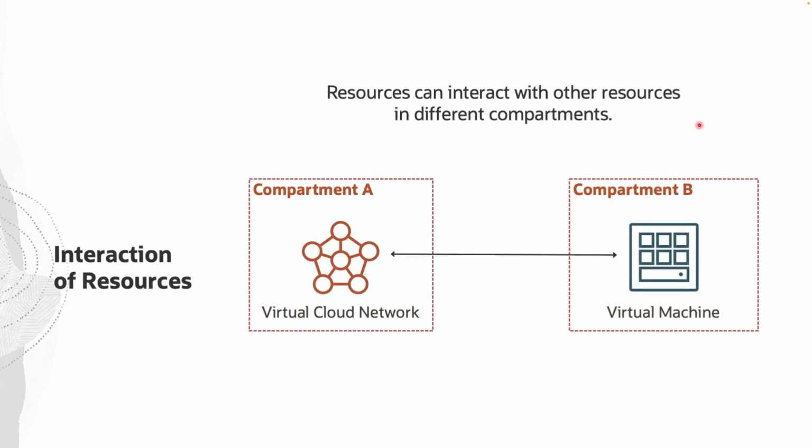Now we will look at how resources interact. For example, in this scenario, we want this virtual machine to interact with the virtual cloud network to get a VNIC associated. So do we need both the resources in the same compartment? The answer is no. The resources can be in different compartments and still they can interact with each other. So with this, we can isolate all virtual cloud networks in one particular compartment and all our virtual machines in a different compartment, and still they can interact with each other.